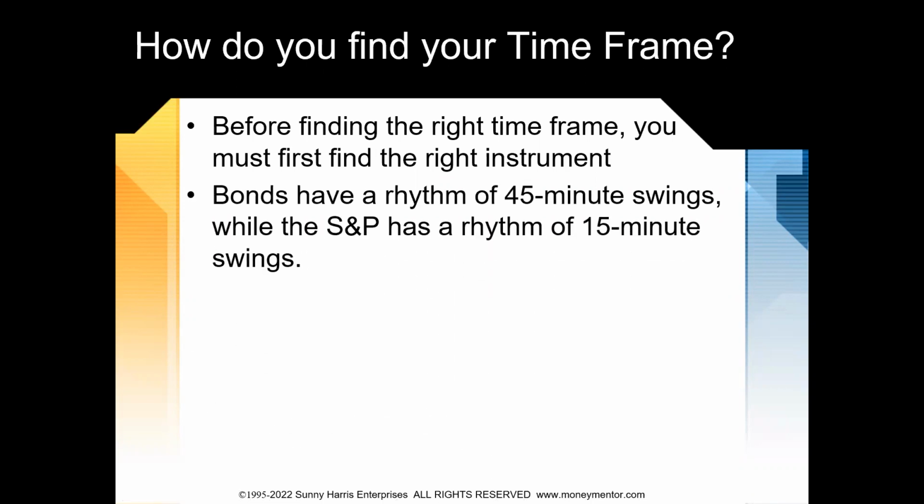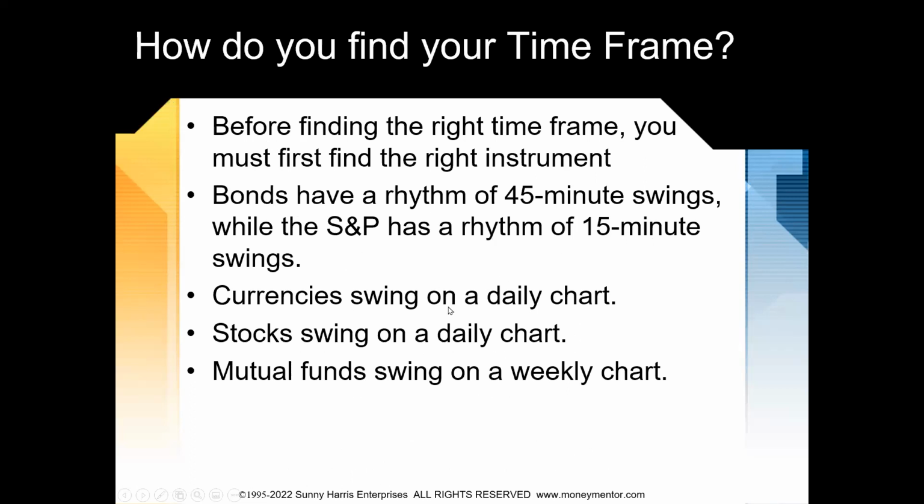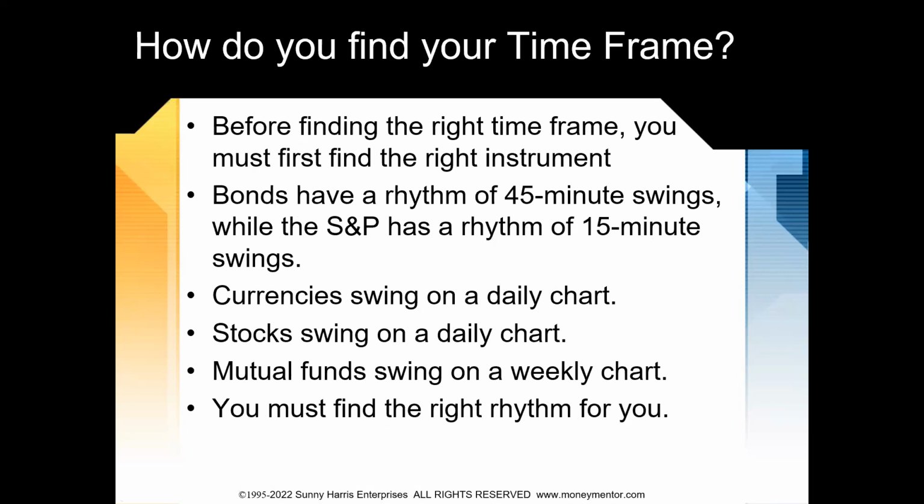Bonds typically have a rhythm of 45-minute swings. I don't know why, I just know what. The S&P swings with a rhythm of 15 minutes. Currencies generally swing on a daily chart, although currencies tend to trend a lot. And stocks swing on a daily chart as well. Mutual funds, though, swing on a weekly chart. So depending on what you're looking at, you would want to look at a different time frame chart and find the rhythm that's right for you.